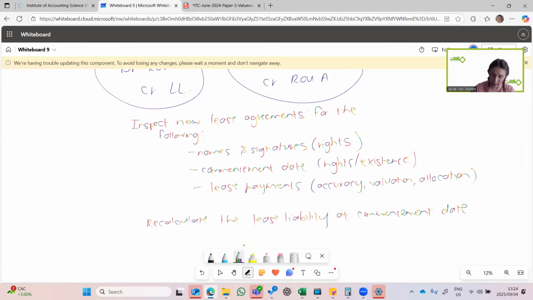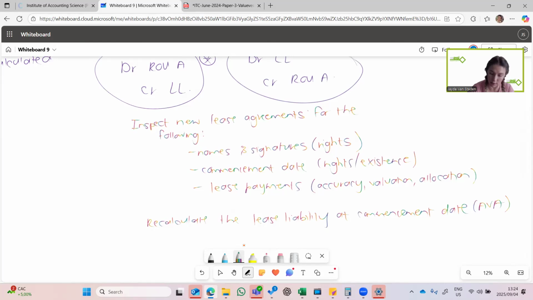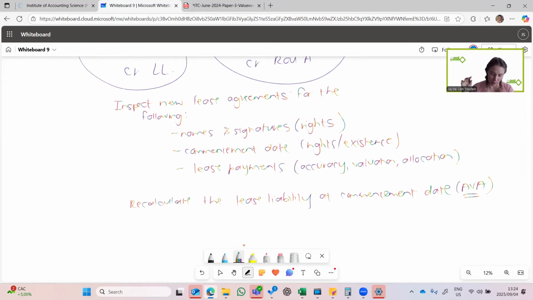And why am I doing that? I need to link that to my assertion, which is going to be accuracy, valuation, and allocation. Do not abbreviate. I'm just doing it in the interest of time. Okay, so you see how the thought process goes.